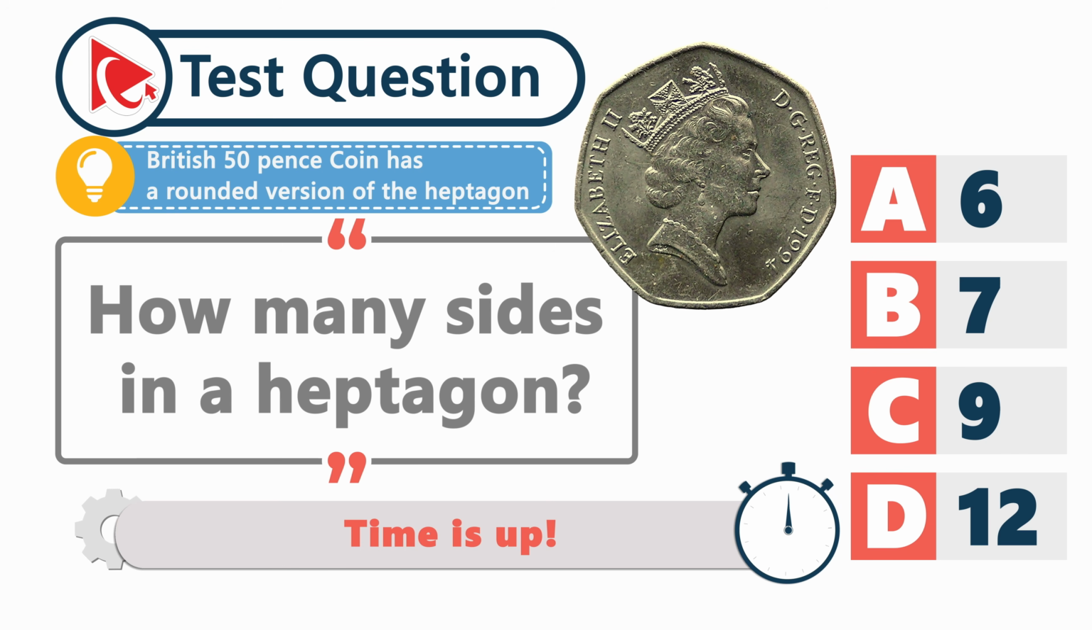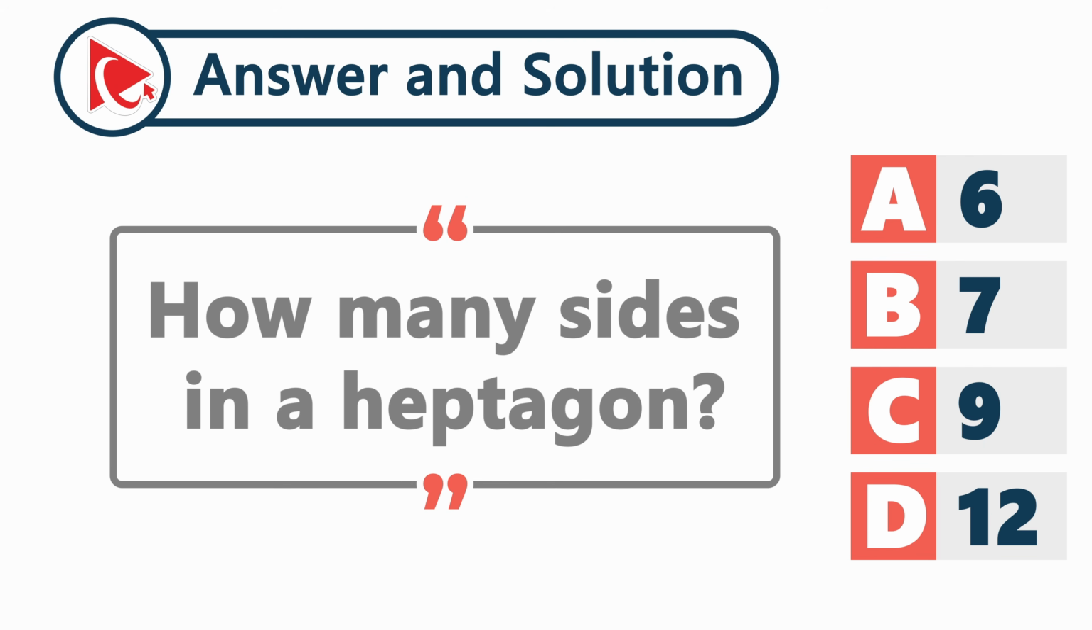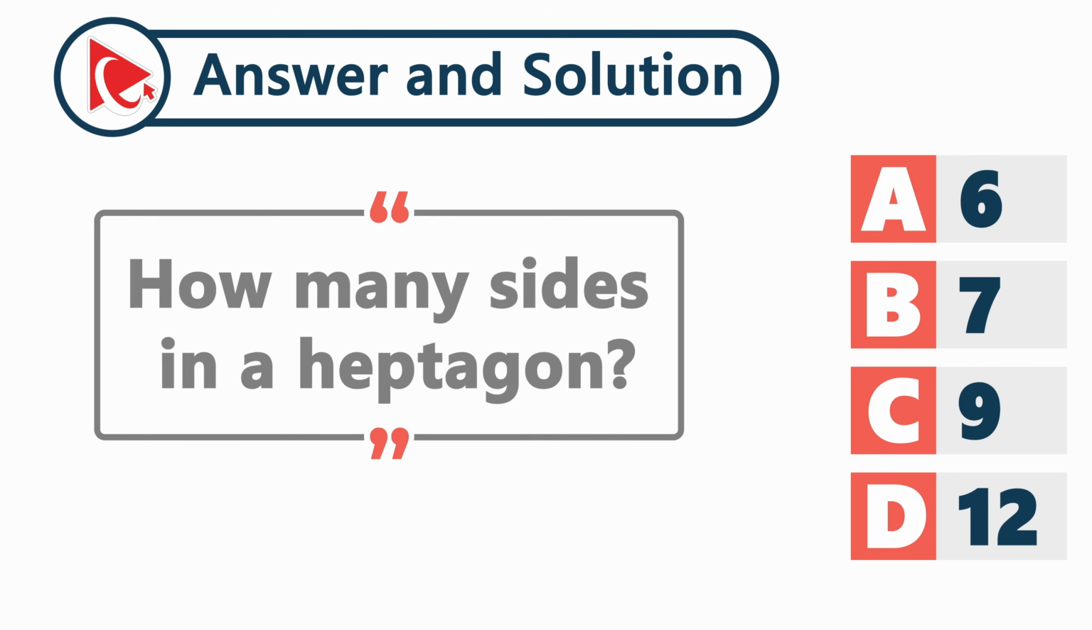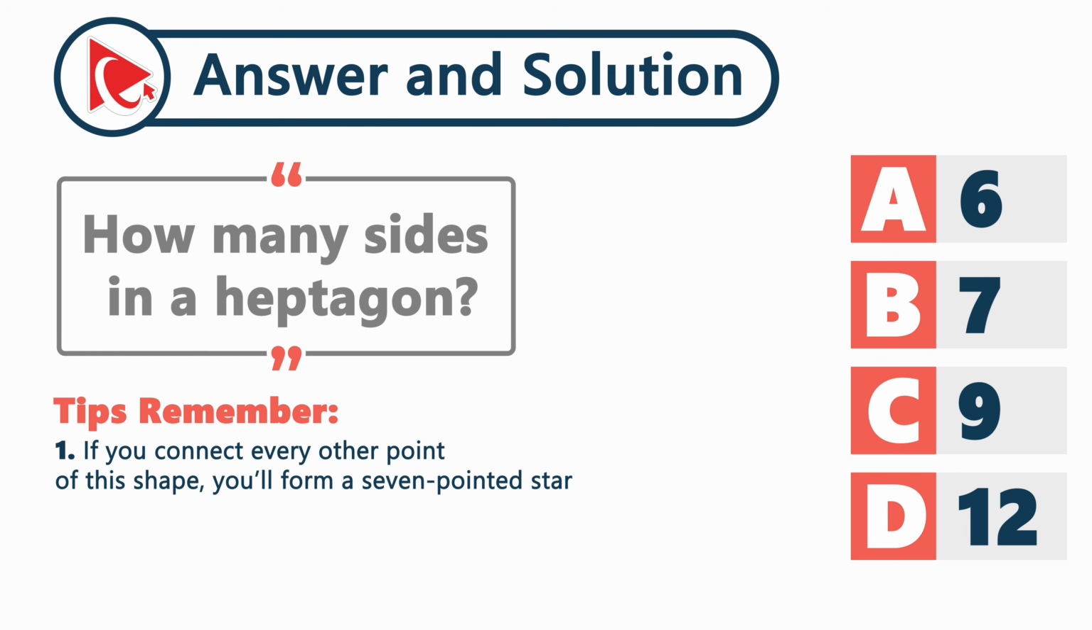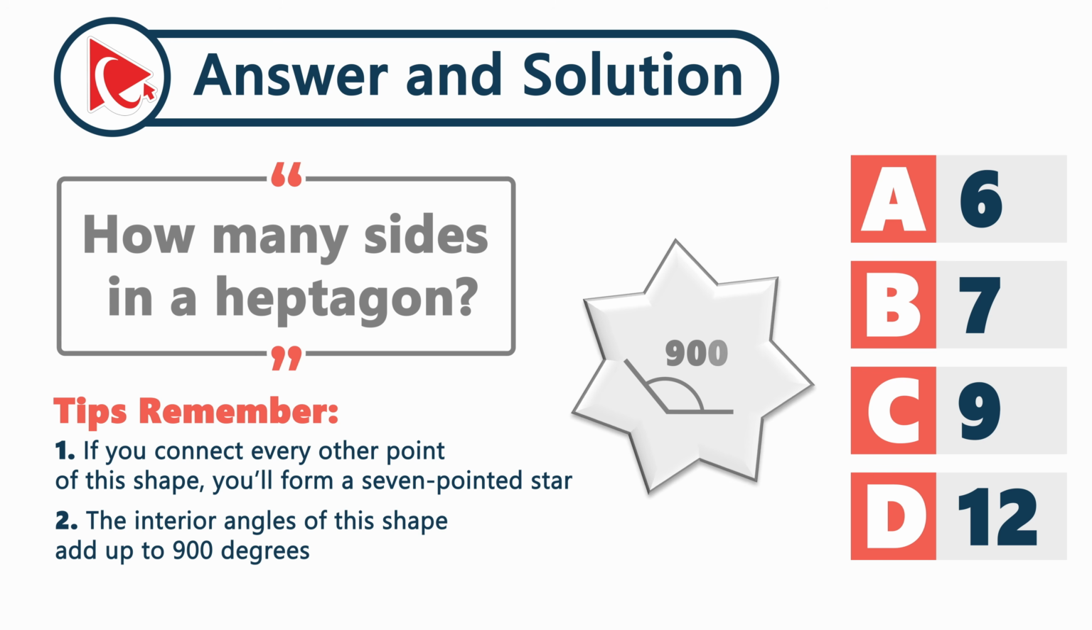Time's up! Do you have your answer ready? Here's some cool things about this shape to help you remember it for the rest of your life. Number 1 is that if you connect every other point in this shape, you will form a 7-pointed star. And then another cool thing about this shape is that the interior angles of this shape add up to 900 degrees. I think you've guessed it by now.